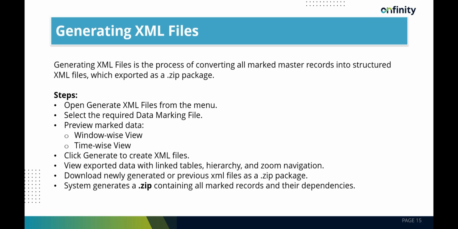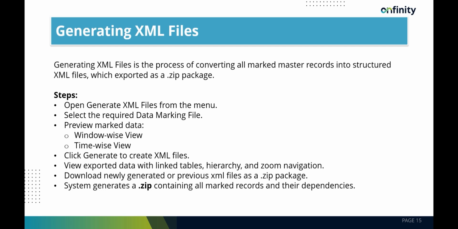Once all the required record data is captured in the data marking file, the system allows us to generate XML files that will be used for migration. This will explain the complete process. From this option, we select the data marking file, preview the marked records, and then click on Generate to create the XML files. After the XML generation is completed, we can review all exported records along with their link tables and hierarchy view. Finally, we can download the newly generated or even the previous XML files as a zip package.